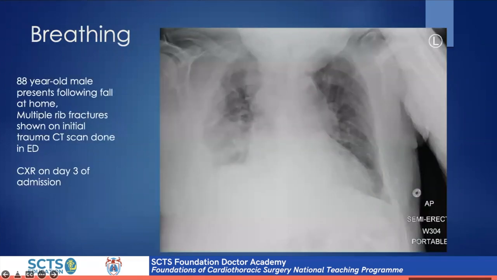Okay, so again, with the clinical scenario, we've got an 88-year-old man here. He presented to our trauma centre with a fall at home. Initial trauma CT scan showed that there were multiple rib fractures, which were done in ED, and he's been sitting on the ward for a few days. We've been giving him some pain relief, and he's under the cardiothoracic team. Can anyone tell me what people think about this chest x-ray?